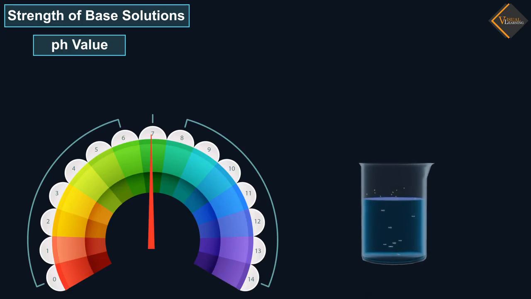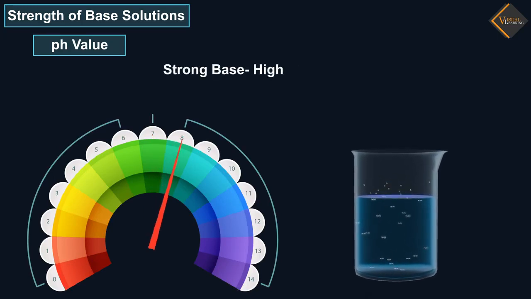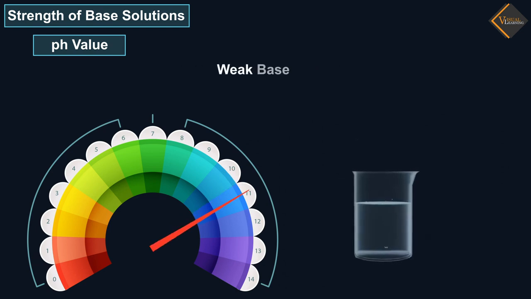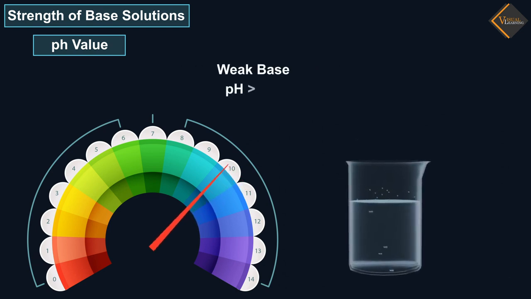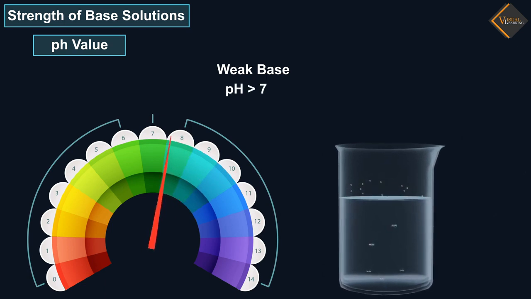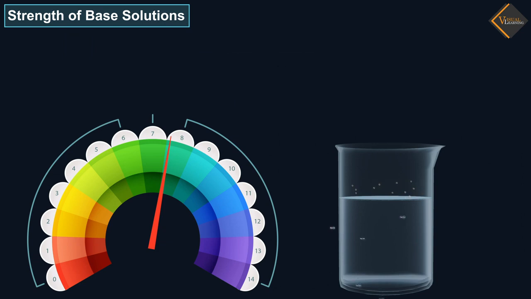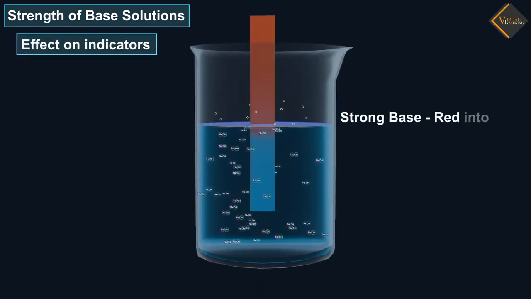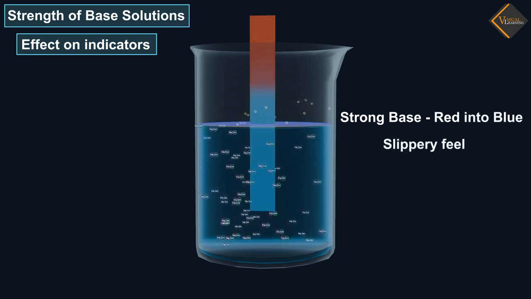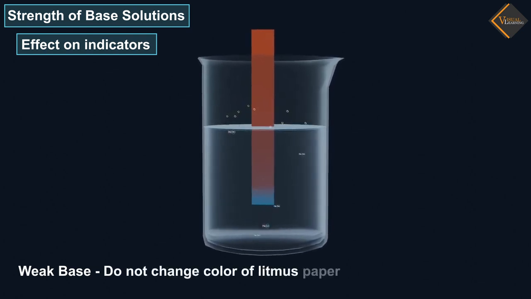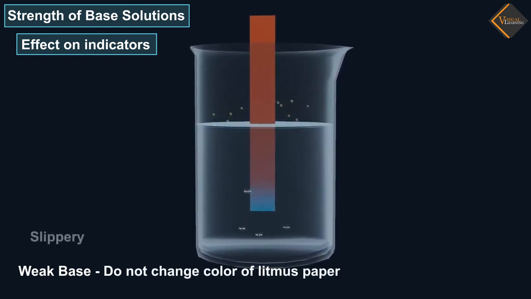pH value. Strong base solutions have a high pH value, typically above 10, indicating a high concentration of hydroxide ions. Weak base solutions have a pH value slightly above 7, indicating a lower concentration of hydroxide ions as compared to strong bases. Effect on indicators. Strong base solutions turn red litmus paper blue and have a slippery feel. Weak base solutions may not significantly change the color of litmus paper, but they may still feel slightly slippery.